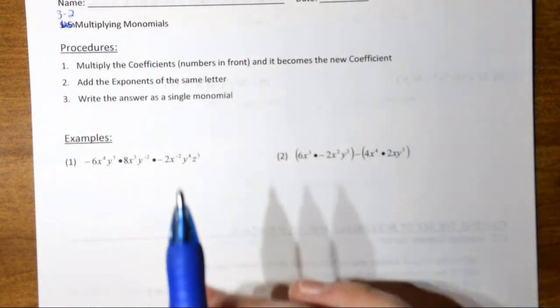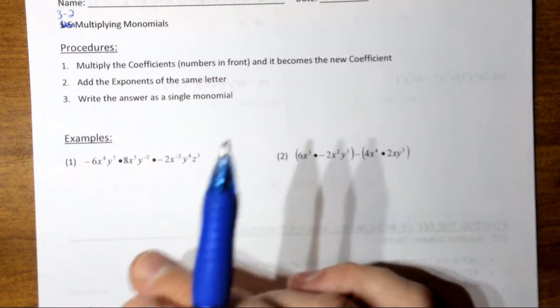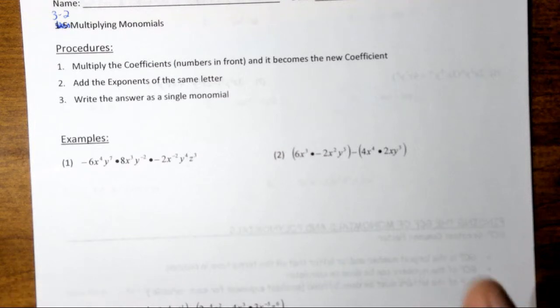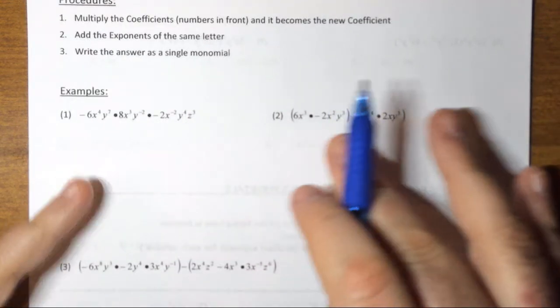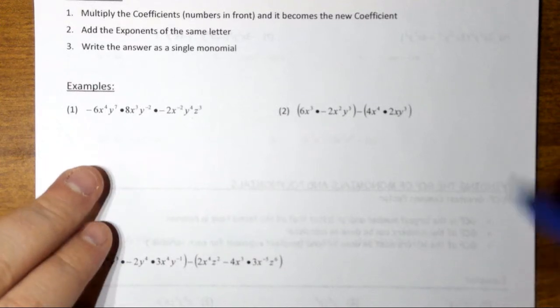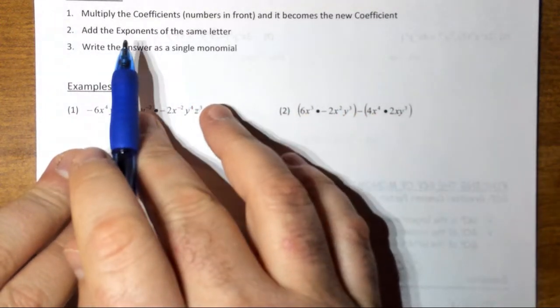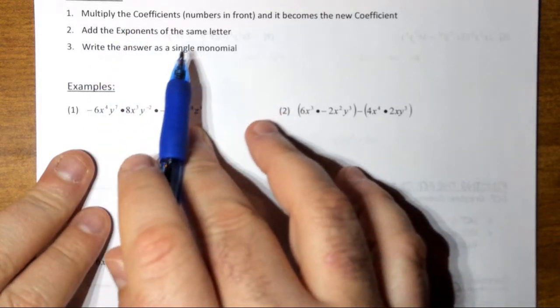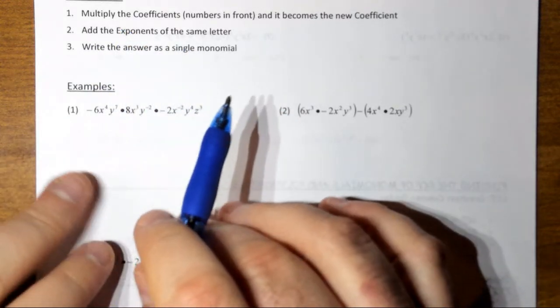All right, welcome back. So we're doing 3-2. We're working towards solving using factoring a GCF when you're doing literal equations. So we're going to take a look at first just multiplying polynomials and monomials together. So if you remember the rule, right, multiply the coefficients, those numbers in front, add the exponents to the same letter, and then write them as a single monomial.